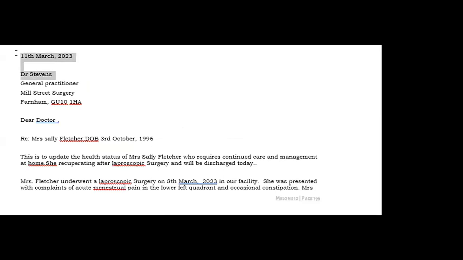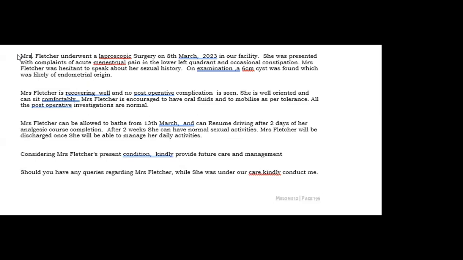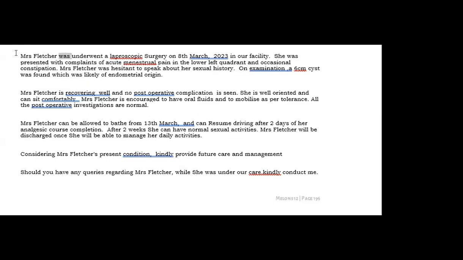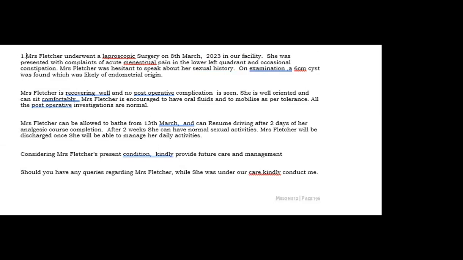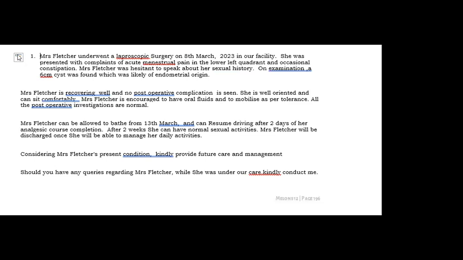This is a letter which I shared yesterday. Mrs. Fletcher, can we write "was underwent"? No. So the first one is an active voice. I'm going to show you which is active and which is passive. "Underwent a" - spelling is wrong. Laparoscopic surgery.